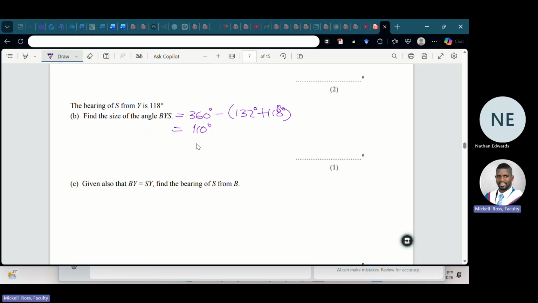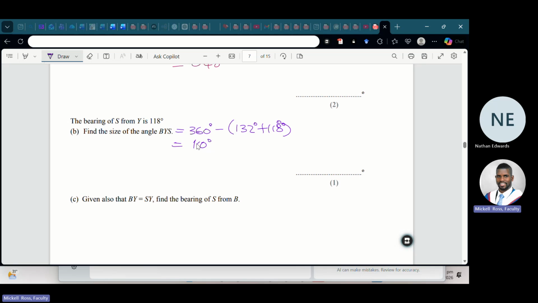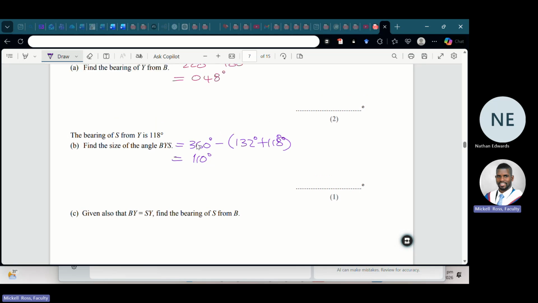Given also that BY is equal to SY, so that's the length. So they're telling us that the lengths are equal. Find the bearing of S from B.